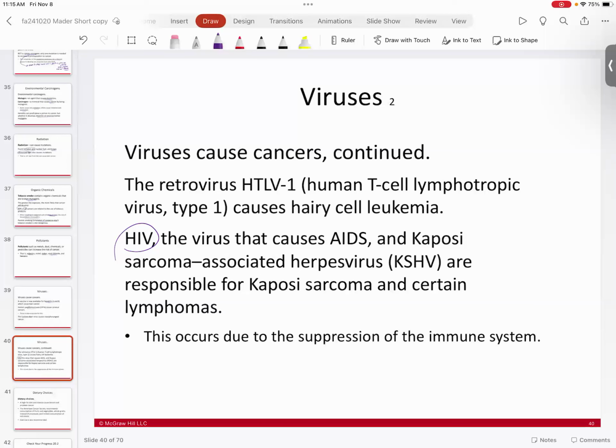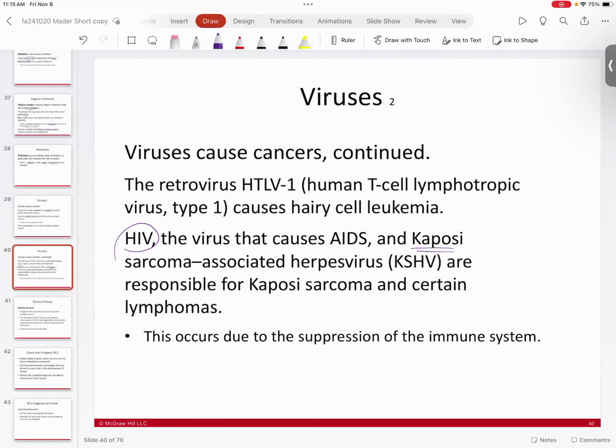HIV is a virus that can cause AIDS. And one of the big things that you see in AIDS, advanced AIDS, is Kaposi sarcoma, which is a type of cancer that almost no healthy individual will ever develop. But because the AIDS patient has a completely crashed down immune system, they tend to get these opportunistic infections.